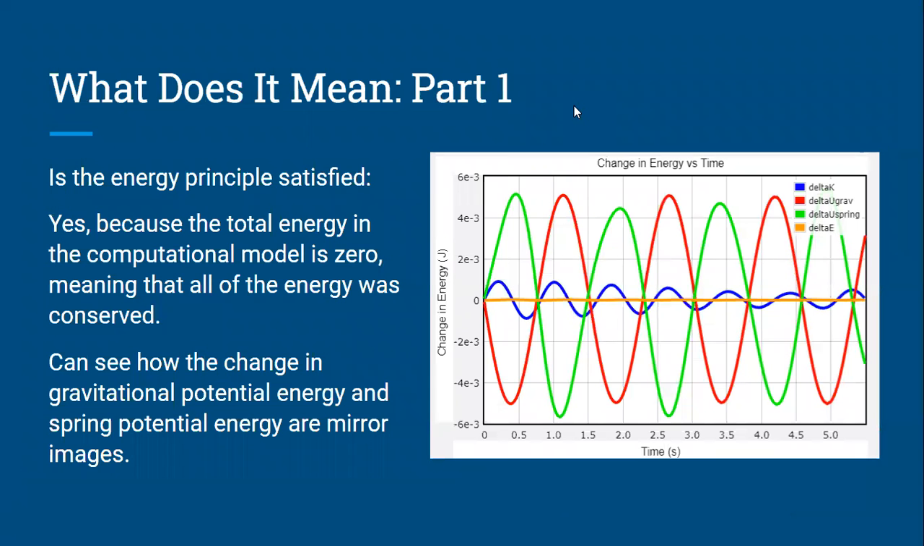So for the first "what does it mean" question, it's asking, is the energy principle satisfied? And when we look at this change in energy versus time graph, we see that it is definitely satisfied because our total energy, which is in orange, is 0 the whole time, so everything cancels out. We can also see how the gravitational energy, which is plotted in red, and the spring potential energy basically mirror each other, and they're oscillating up and down. And then the kinetic energy is also oscillating and becomes smaller over time.